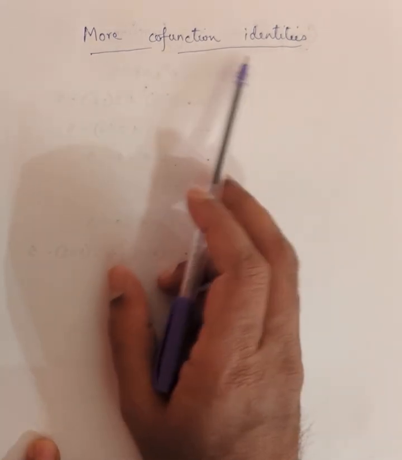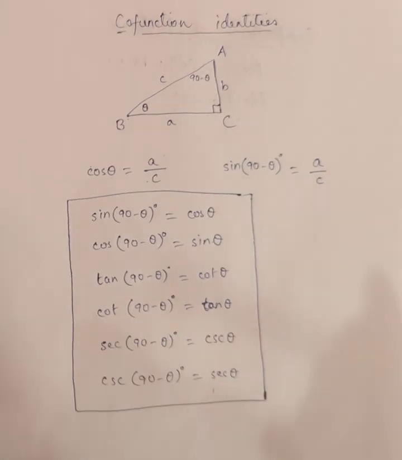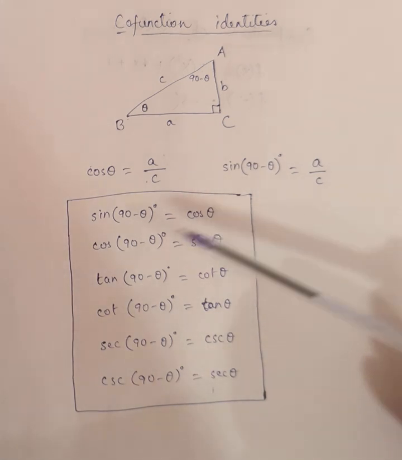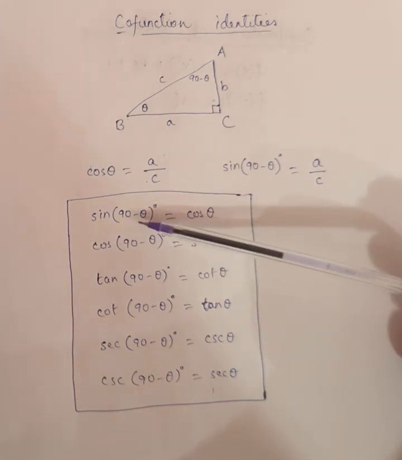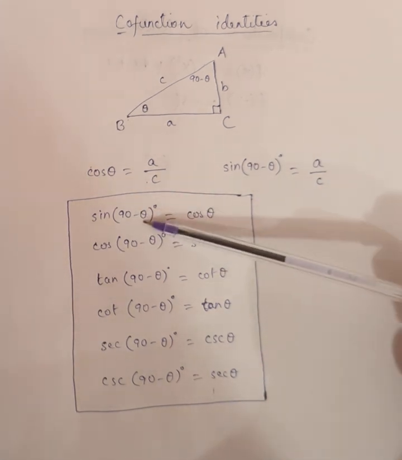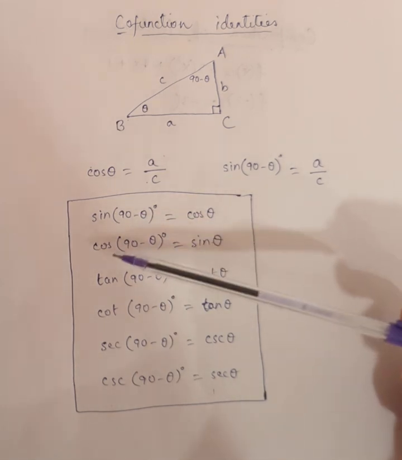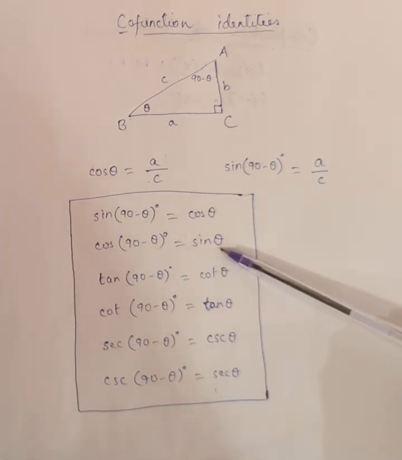We will look at some more cofunction identities. Now, I want to remind you of a previous video where we talked about cofunction identities. Sine of 90 minus theta is cosine, cosine of 90 minus theta is sine.